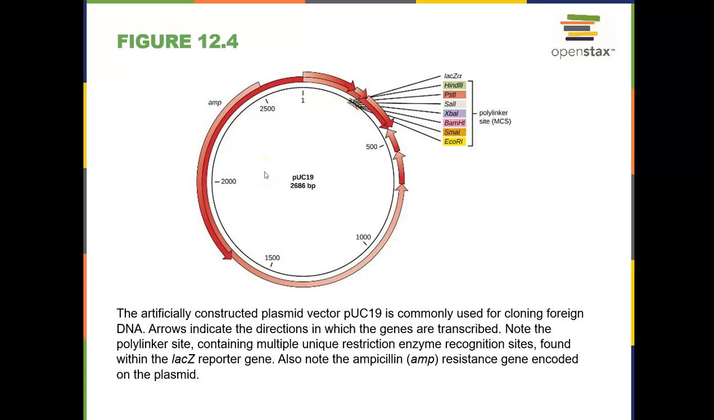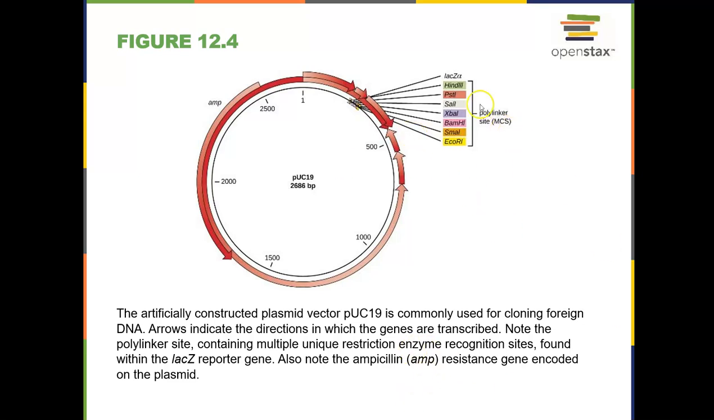pUC19 is a plasmid, and it has this polylinker site. And so it uses a lacZ gene that will put a color change potentially. It's got HindIII, PstI, SalI, XbaI, BamHI, SmaI, and EcoRI. I've used all of these. So you choose which one of these enzymes you want to use on both the polylinker site and the gene that you want to put in there.